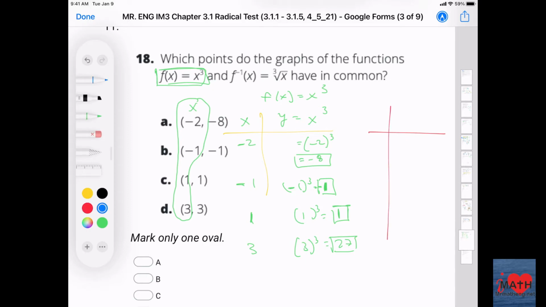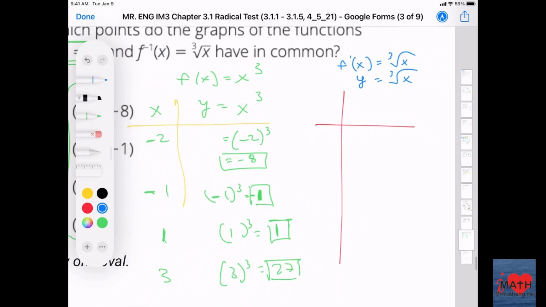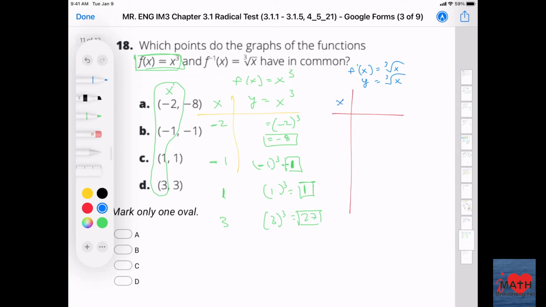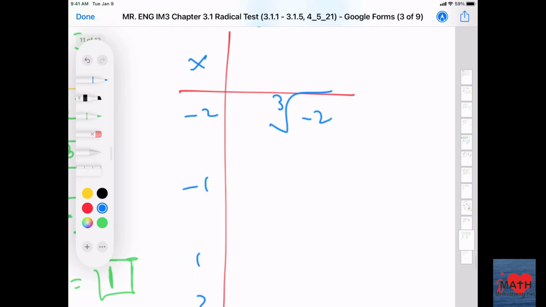But here, we're going to do f of x, or its inverse. And again, just change that to a y. And the numbers we need to do are -2, -1, 1, and 3. Okay, so if you put in a cube root of -2, there are no 3 identical numbers that multiply to be -2. So that would actually be your answer.